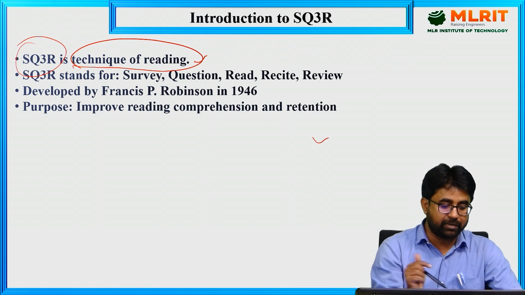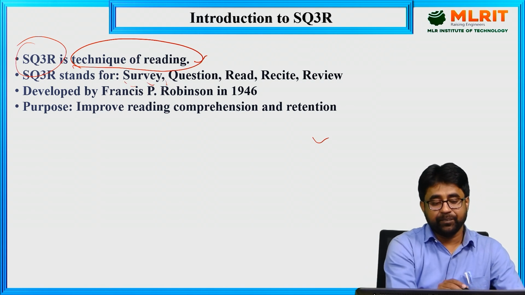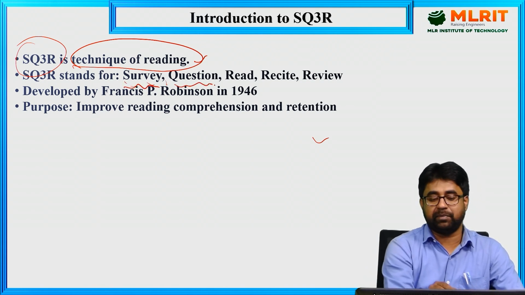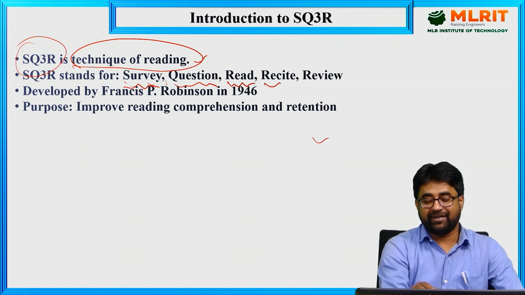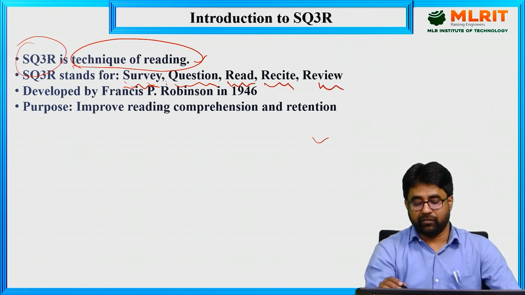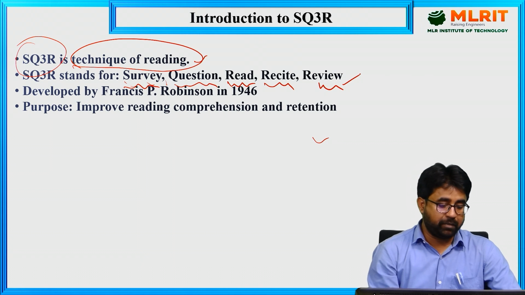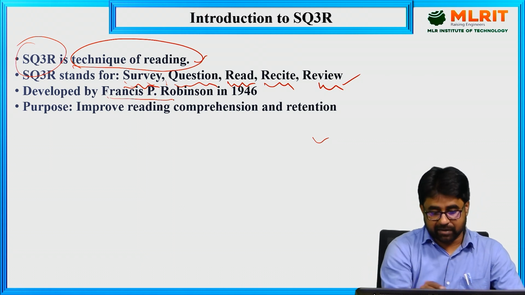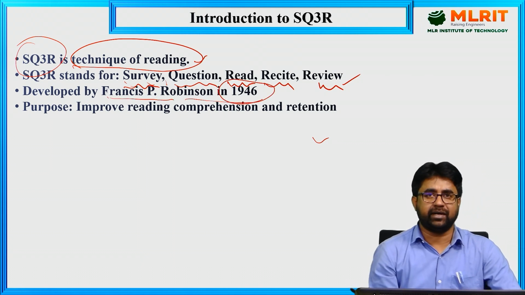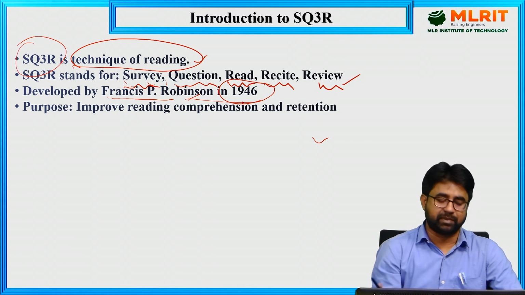What is the SQ3R method? It stands for survey. The first step is survey, the second step is question. Then read, recite, and review. These are five important steps. It was developed by Francis R. Robinson in 1946. He was the person who actually introduced this particular technique.